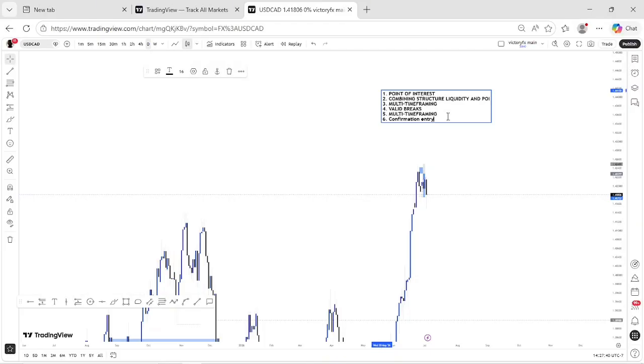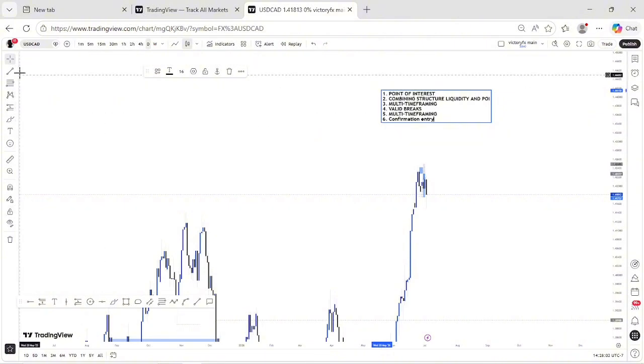So first of all, let's go back to the point of interest. Now, on our previous session about liquidity, I said something about the left side liquidity, which is basically where the smart money entered or where institutional orders were executed. And if you can remember, I have something like this.